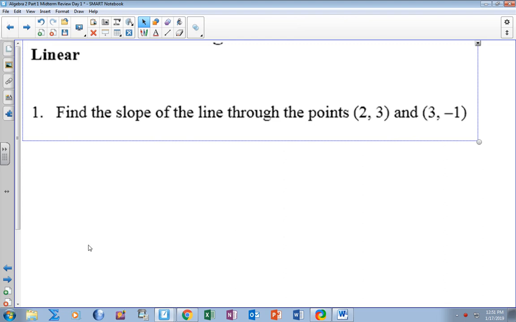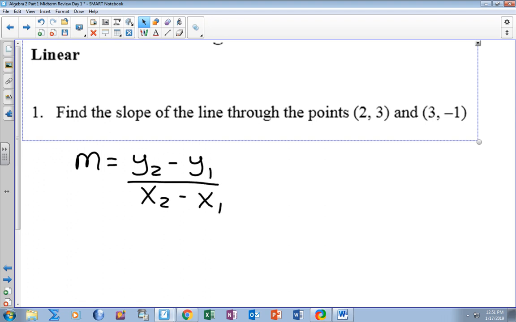So this is the first one. It just asks you to find the slope. Remember, the slope is the change in the y value: y2 minus y1 over x2 minus x1. Since they gave you 2 points, you could just label them. One of them is your first point, and one of them is your second point, and then just do direct substitution into the equation.